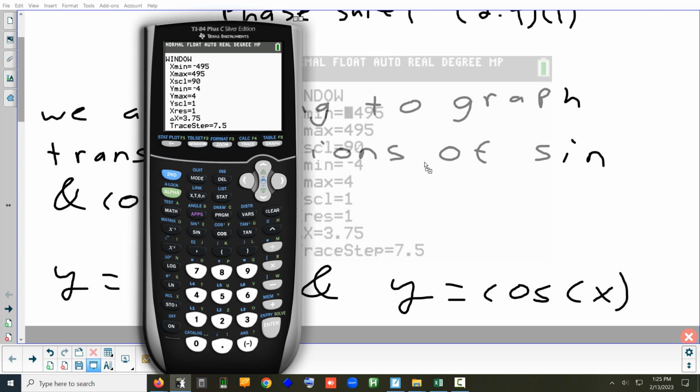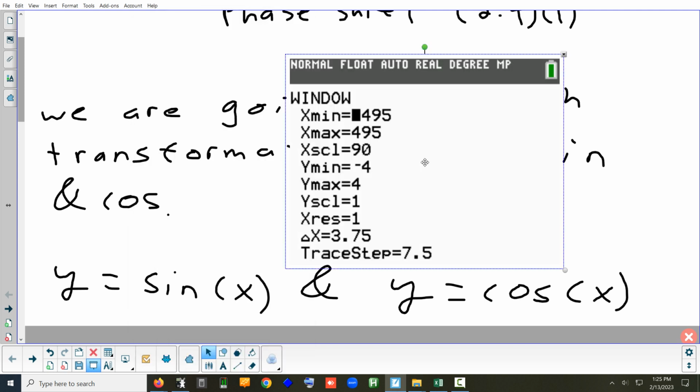If you check the window out, those numbers are nowhere near zoom 6. Zoom 6 would be negative 10 to 10. This is negative almost 500 to 500, so it's much bigger. But the y min is close to the standard one. But the x min and max are nowhere near zoom 6.